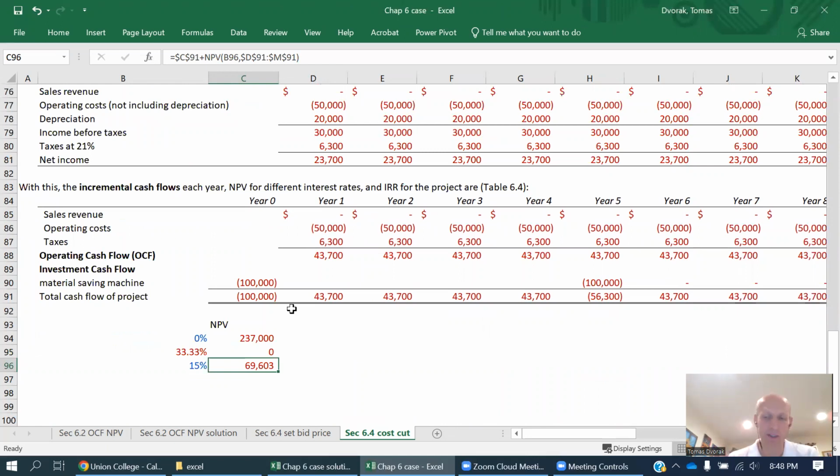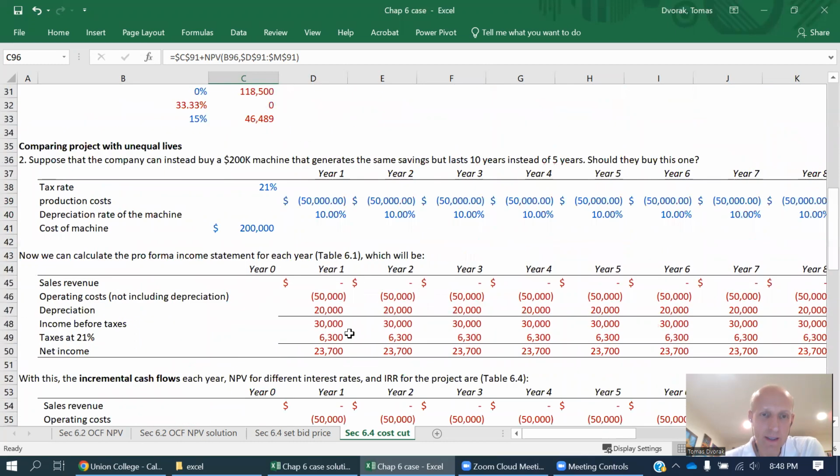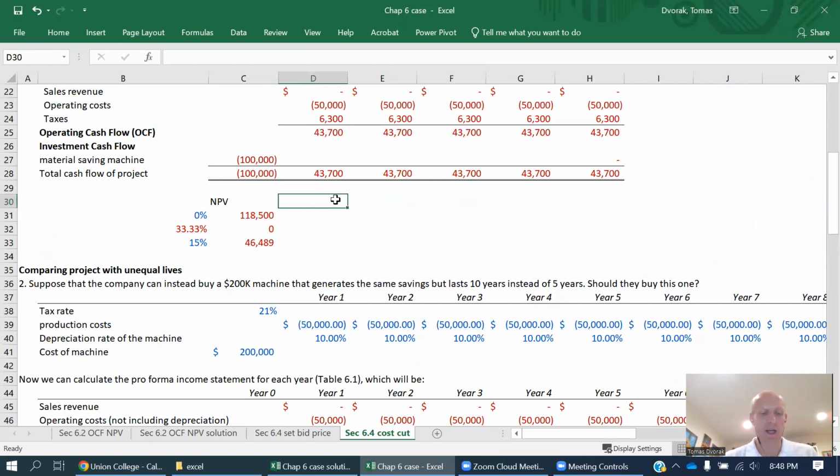So clearly, when there's a time value of money, buying 2 5-year machines in a row is better than buying one 10-year machine right at the beginning. The 10-year machine would just have to be a little bit cheaper, not twice as expensive, or we have to generate higher savings. There's another way of coming to the same conclusion, and that is called equivalent annual cost, EAC.